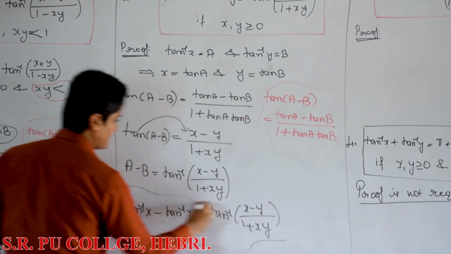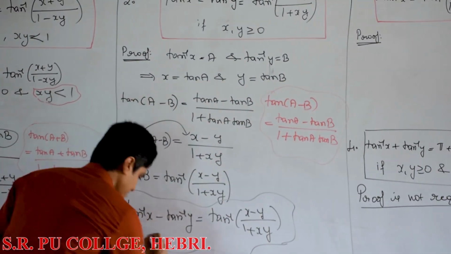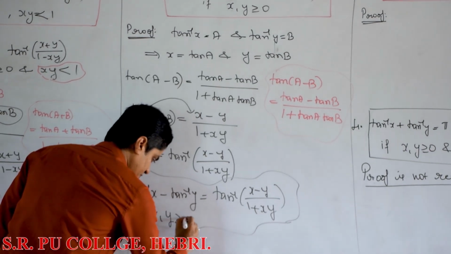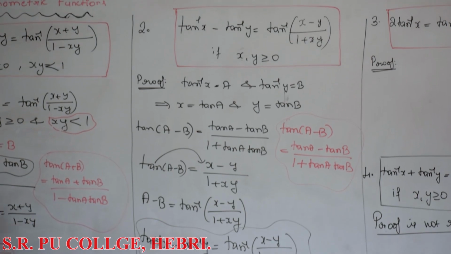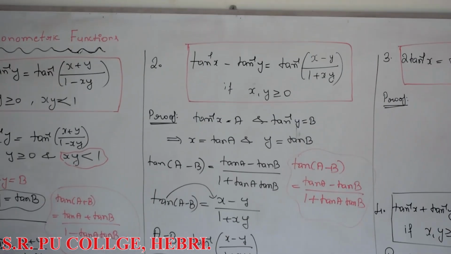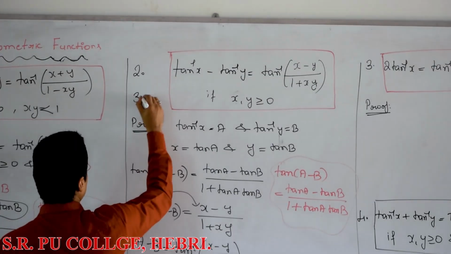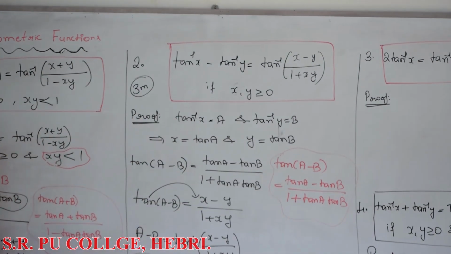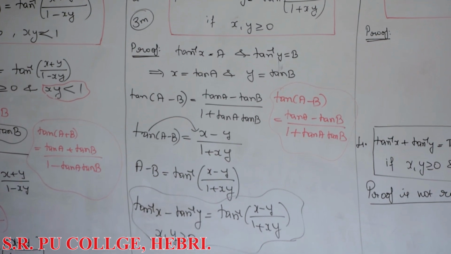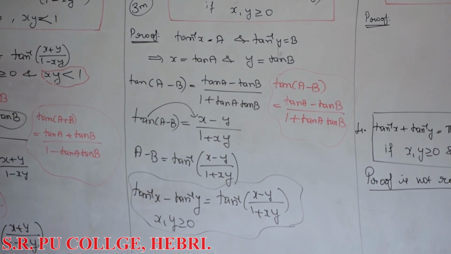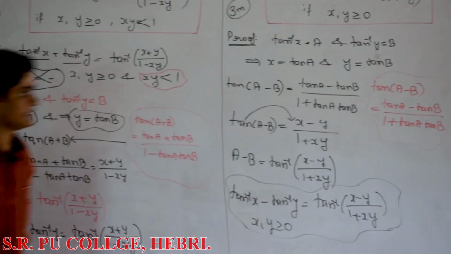So this will complete the proof. Remember, here the restriction is only that x and y must be positive. Don't worry about whether x into y is less than 1 or greater than 1. Again, this is also an important proof for 3 marks. Please remember. I hope you understood these two results. Now using these two results, we are going to prove the third one. It is simple. Directly using the first result, you can complete it easily.